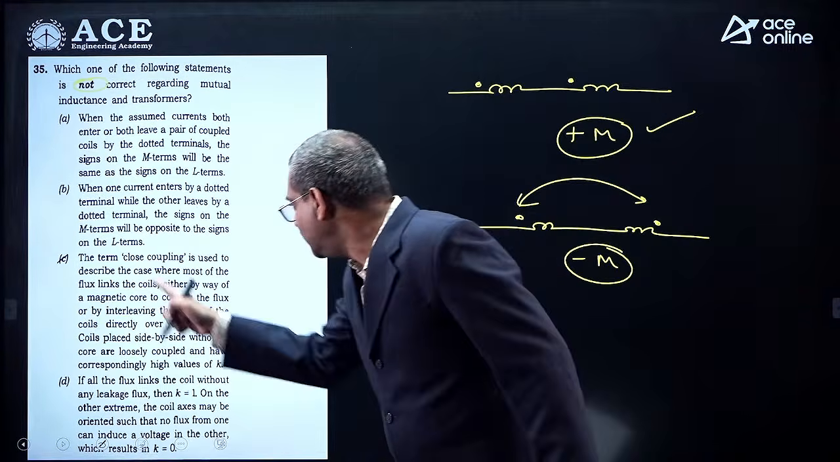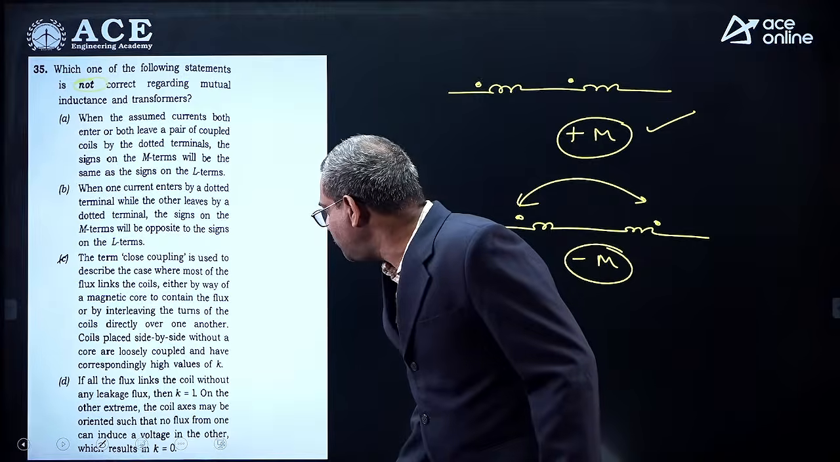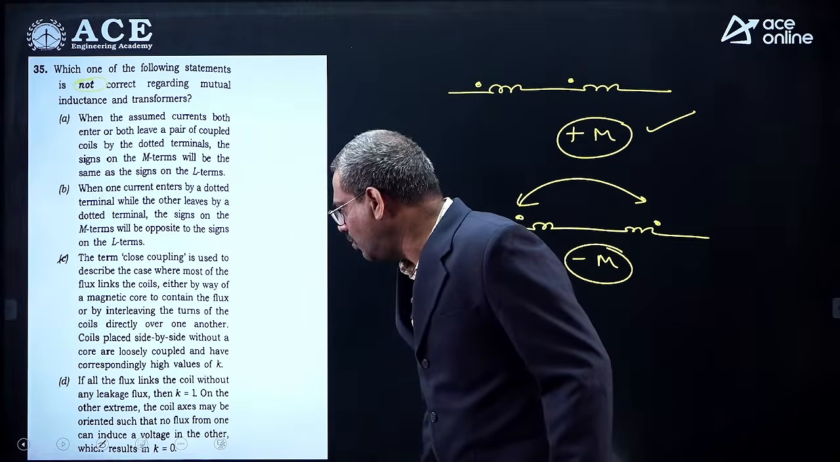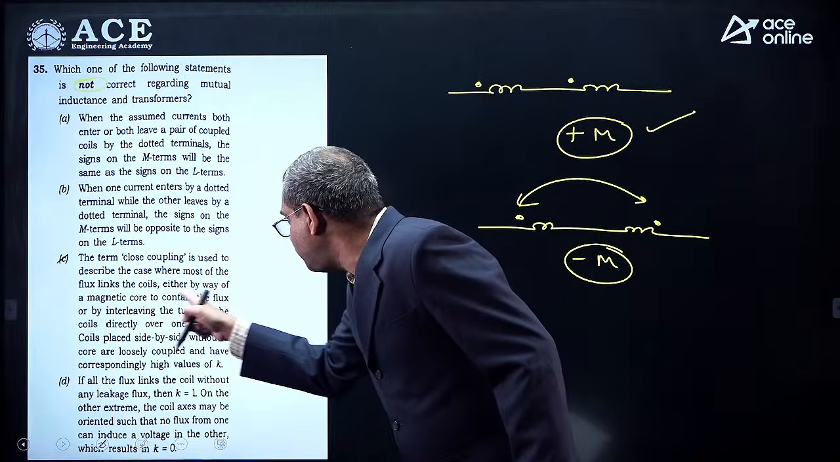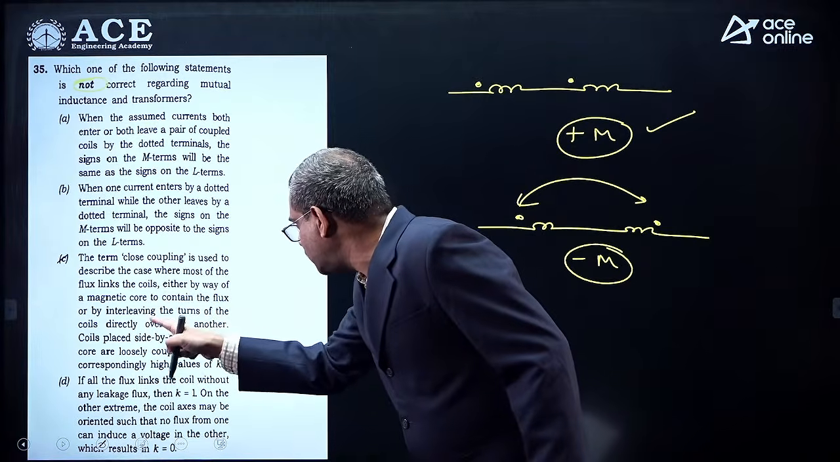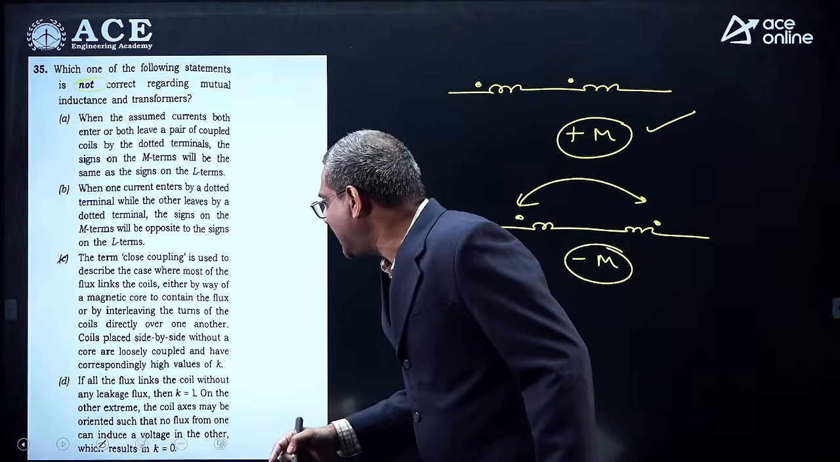What about the third statement? The term close coupling is used to describe the case where most of the flux links the coils. Good. Close coupling or perfectly coupled, either by way of a magnetic core to contain the flux or by interleaving the turns of the coils directly over one another.